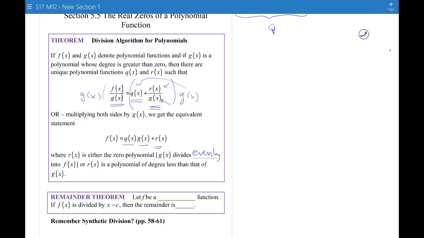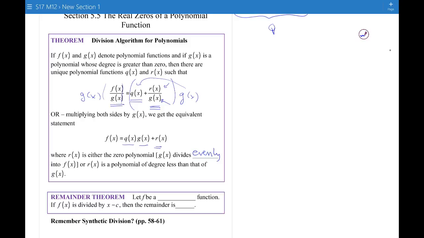Or the remainder is a polynomial of degree less than that of the divisor. So you keep going until the remainder has a degree smaller than the degree of the divisor. Okay, so let's talk about the remainder theorem.